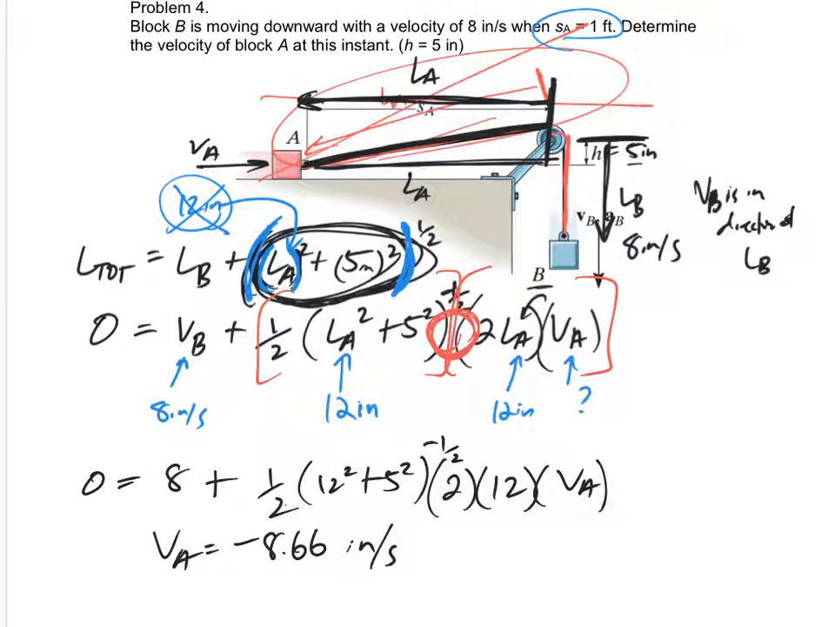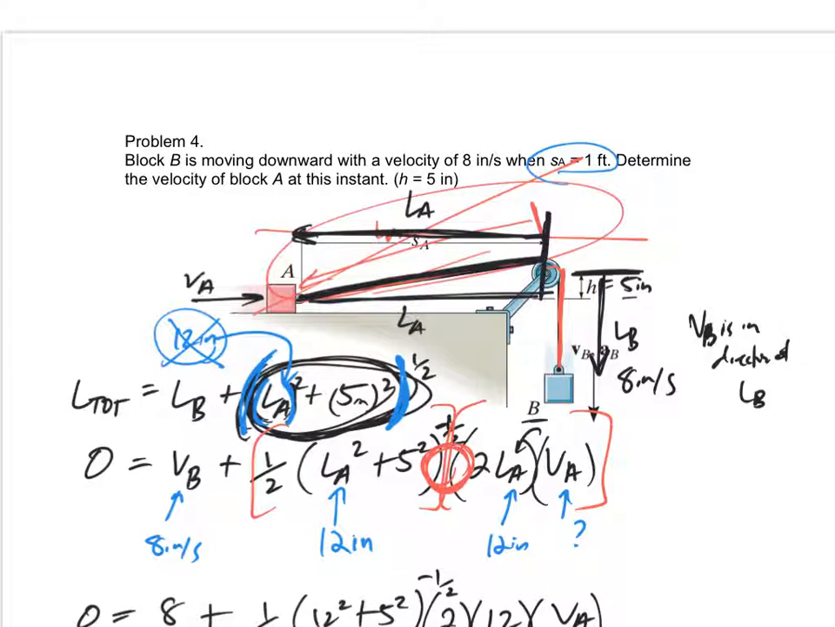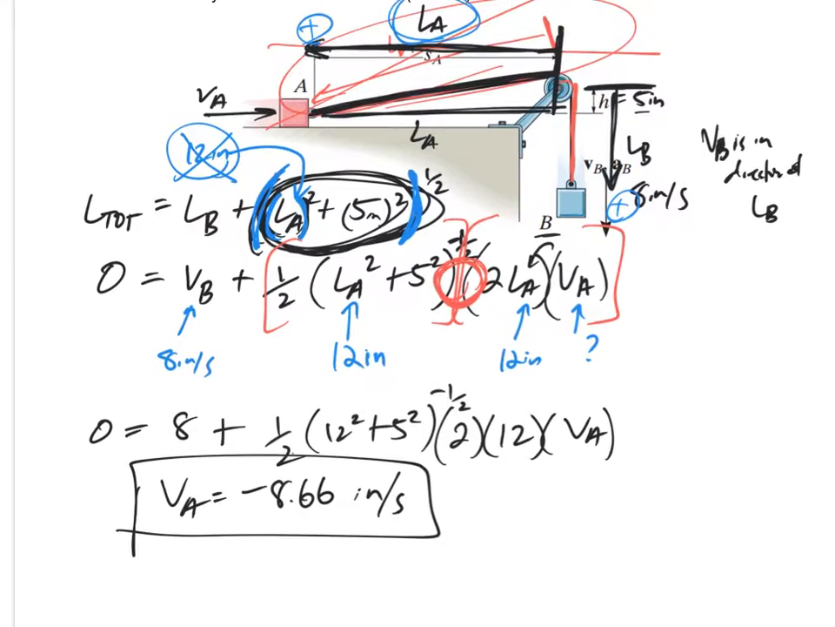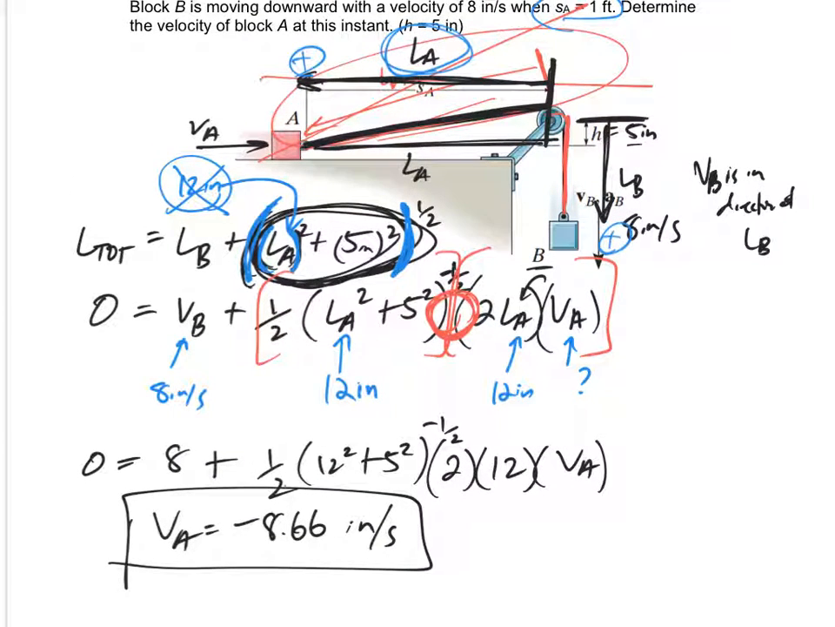Now, does it make sense that my velocity is negative 8.66 inches per second? Yes. I measured LA as positive out, and if B is going down, positive out, then A is actually going to be going in. So yes, it makes sense that our velocity is negative because it's going to be 8.66 inches per second to the right.